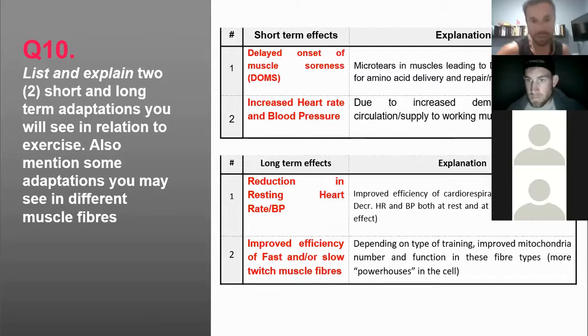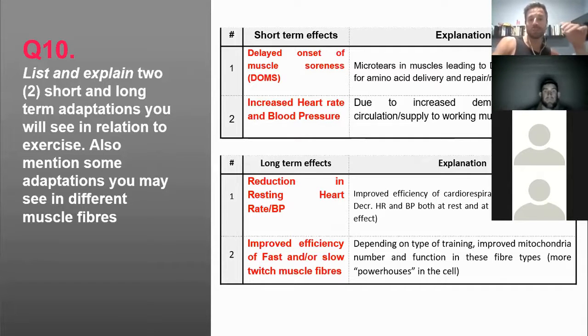Okay, and then the second one is, depending on your style of training, you're going to improve the efficiency of either your fast twitch fibers or your slow twitch fibers. So if you're a marathon runner and all you do is marathon running, or all you do is long distance runs, muscular endurance, high rep stuff in the gym, your slow twitch muscles will get really strong. You'll improve what's called the mitochondria number. In the muscle cells, you've got these things called mitochondria. They're the powerhouses. That's how we break down energy.